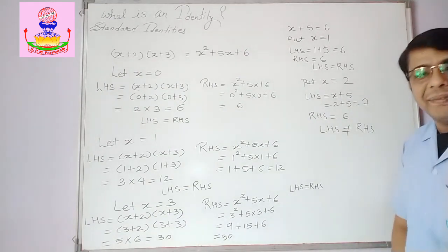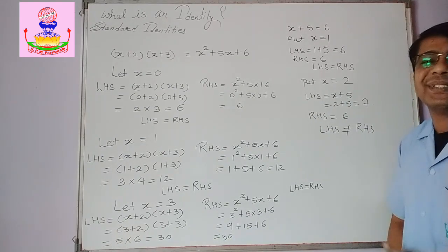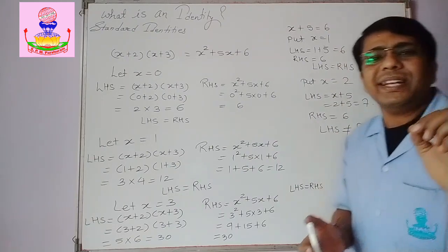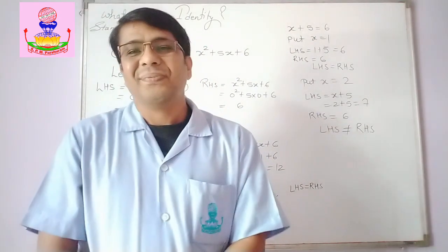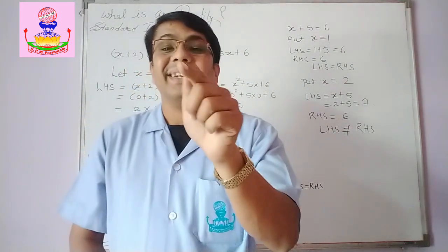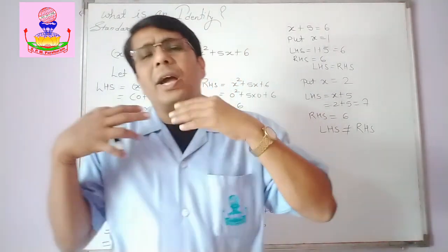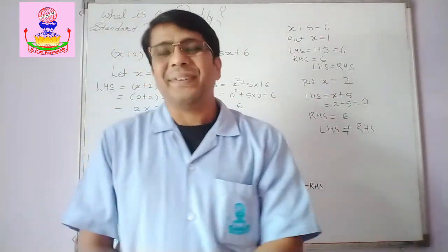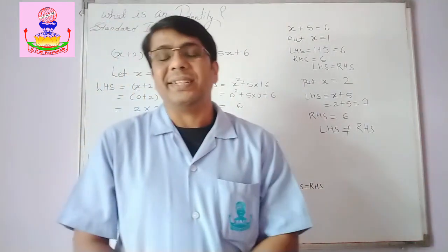Oh my God. Omkar Khanere got tense. What should he do now, he is not getting it. But you are right, my dear, because this is not an identity, this is an equation. When an equality is satisfied for only a certain value, it is called an equation. And when an equality is satisfied for any value of the variable, that is called an identity.